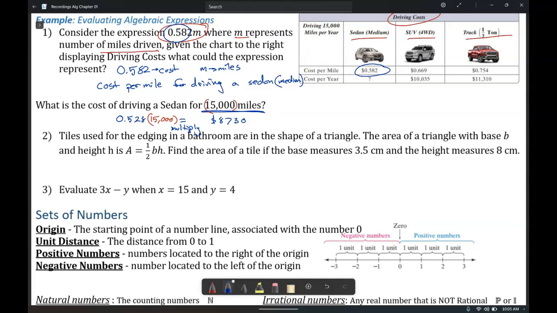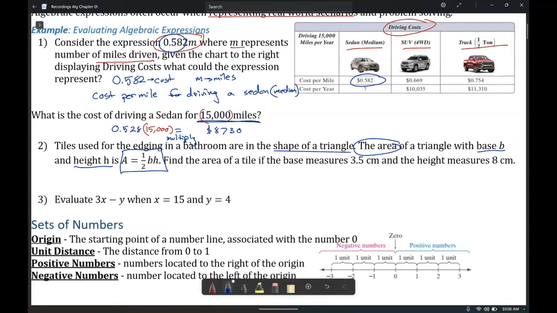Let's look at another problem. Here we're given a formula. Tiles used for edging in a bathroom are in the shape of a triangle. The area of a triangle with base b, so they've told us what one of the variables represents, and height h, again, that's another variable, is A equals 1/2 base times height. So we're given a formula, and we're told that it represents the area of a triangle, where b represents the base and h represents the height.